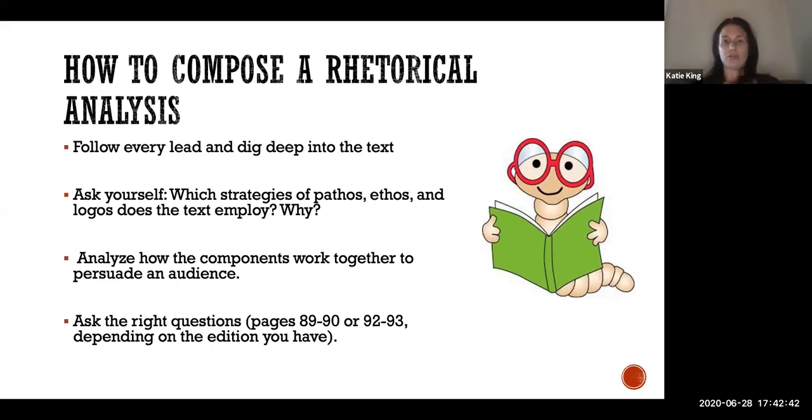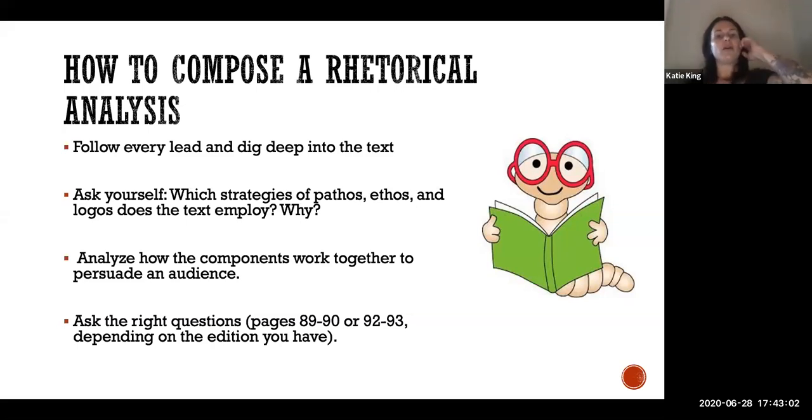We have to follow every lead and dig deeply into the text. But that doesn't mean we have to address every single thing in the text. We just address the things that our eye as the perceiving audience is drawn to. And then when we become the creator of the text, the rhetor, right, then those will be the subjects of our text, right?